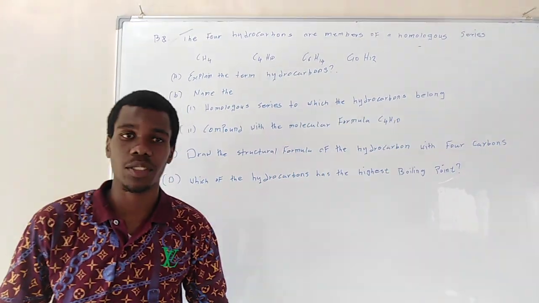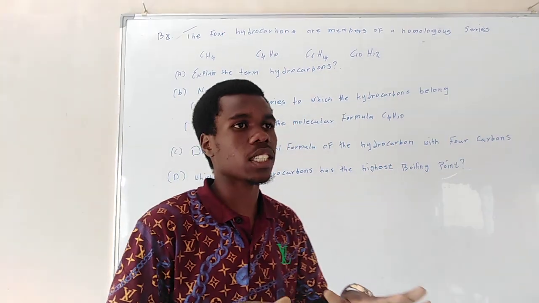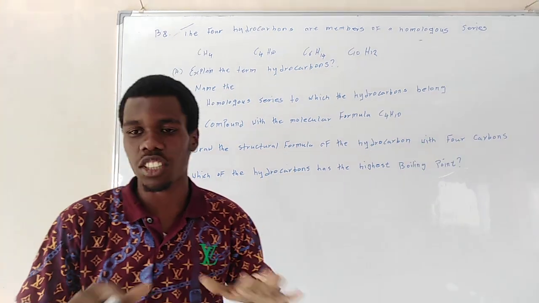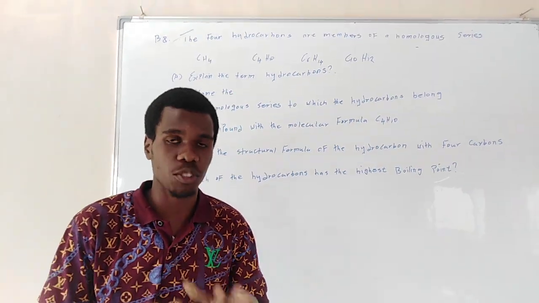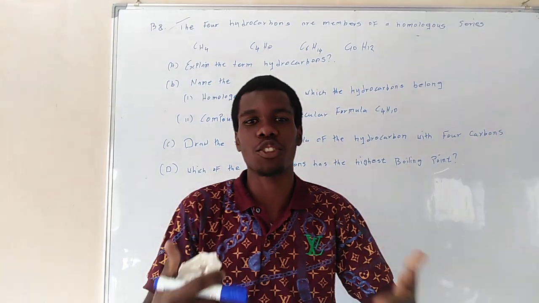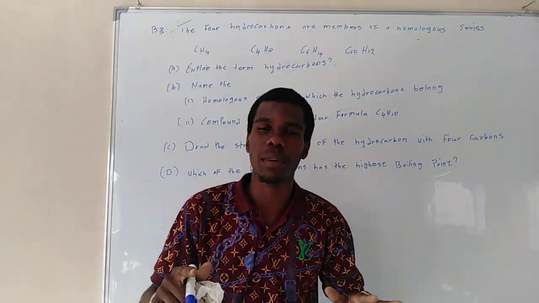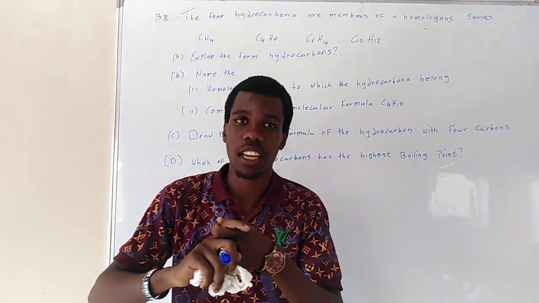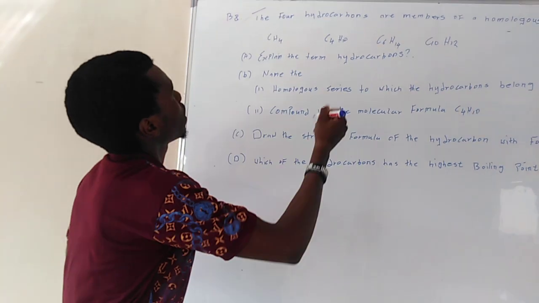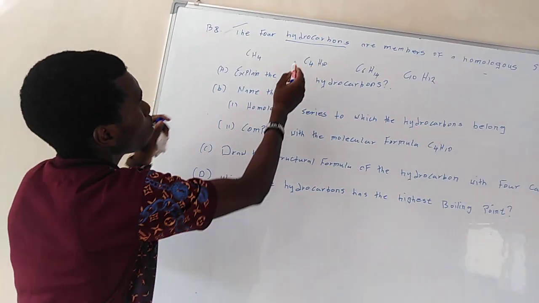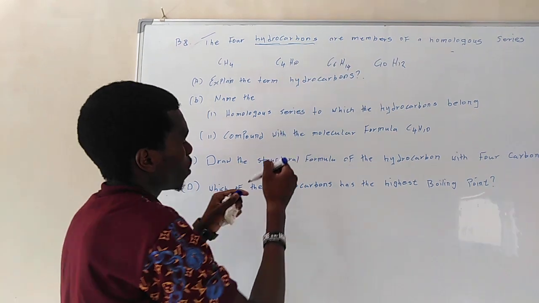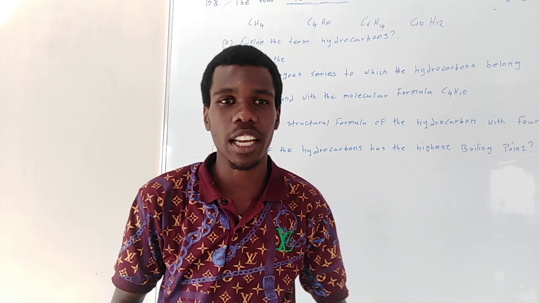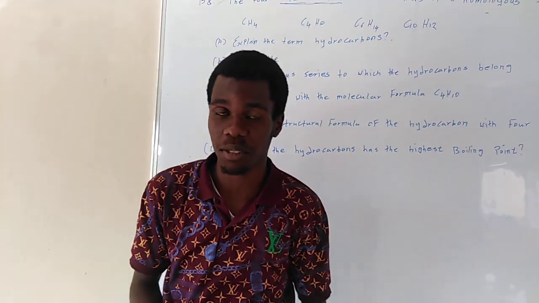Let me try and elaborate what organic chemistry is. Organic chemistry is the branch of chemistry that deals with hydrocarbons. So what are these hydrocarbons? The word hydrocarbon is a combination of two elements: hydrogen and carbon. The hydro comes from the word hydrogen, and carbon is an element on the periodic table.